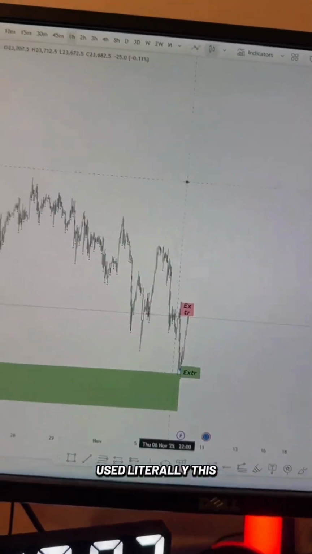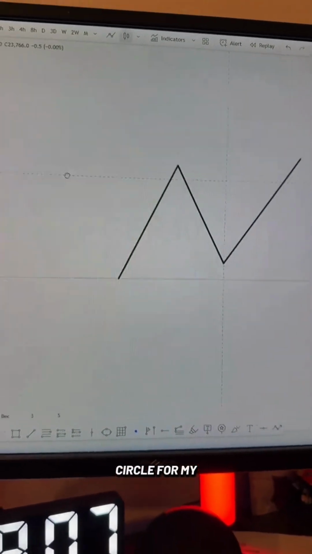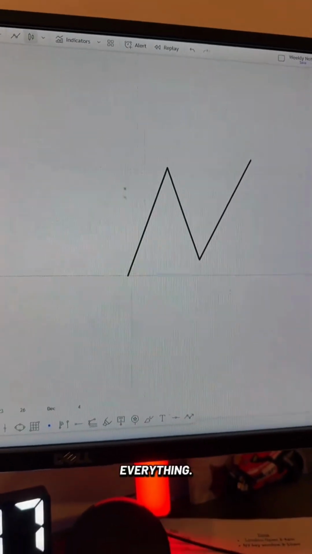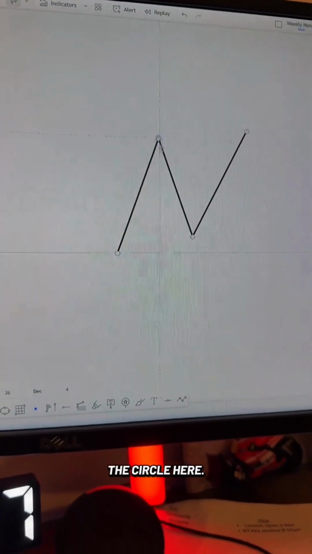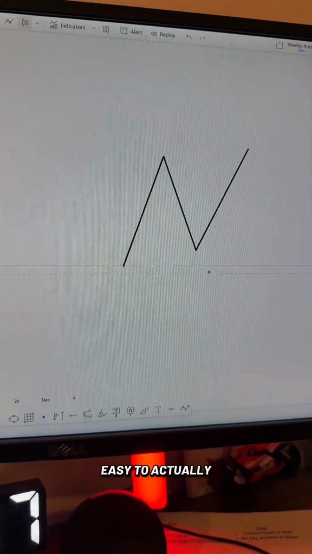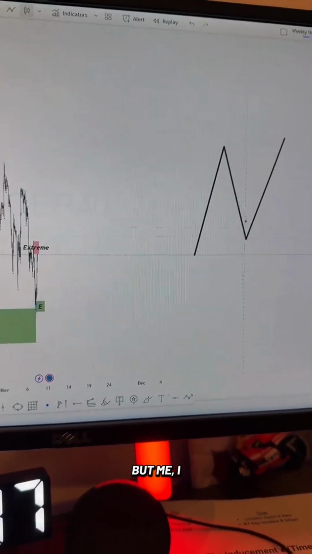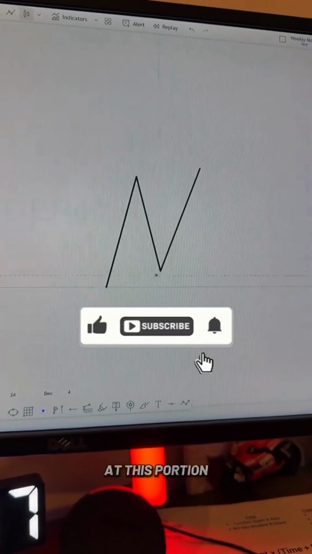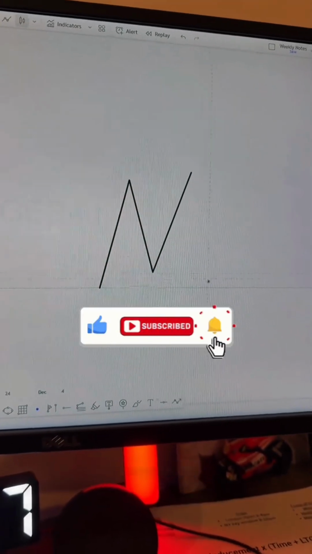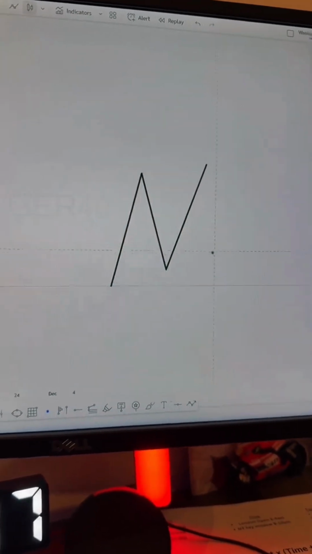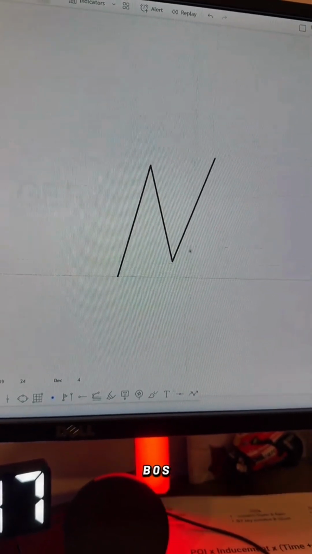But you just used literally this cycle. I use the cycle for my entry, for my narrative, everything. Just focus on the cycle here. It seems simple, but it's not easy to actually find. You have to train your eyes. Like with me, I still get this wrong sometimes. Sometimes I look at this portion here, I think it's the main push until it gets violated, and I'm on the wrong side. But yeah, man, literally, this is how I view the market now. So not every BOS is a main push.